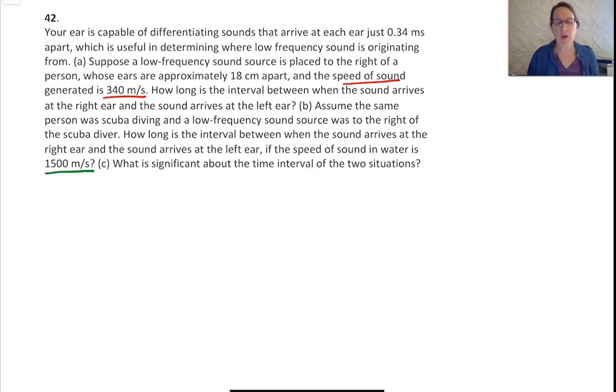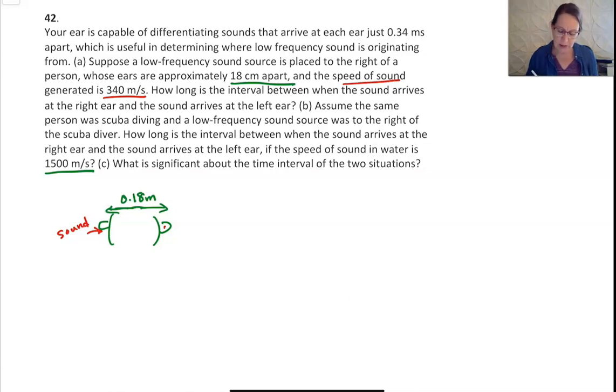This question is giving you a lot of extra information, but it's basically saying that if you have a person with ears that are about 18 centimeters apart, 0.18 meters, then one way we locate sounds, especially low frequency sounds, is that the sound is on one side and then it travels through the air and hits our other ear. So we can locate sounds and know which way to turn if we hear a sound.